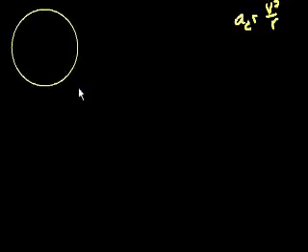Welcome back. I'm now going to prove to you that the magnitude of centripetal acceleration is equal to the magnitude of the velocity, when you're going around a circle, squared, divided by the radius. So let's start with the drawing, just so that we know what we're doing, just as much for me as it is for you.